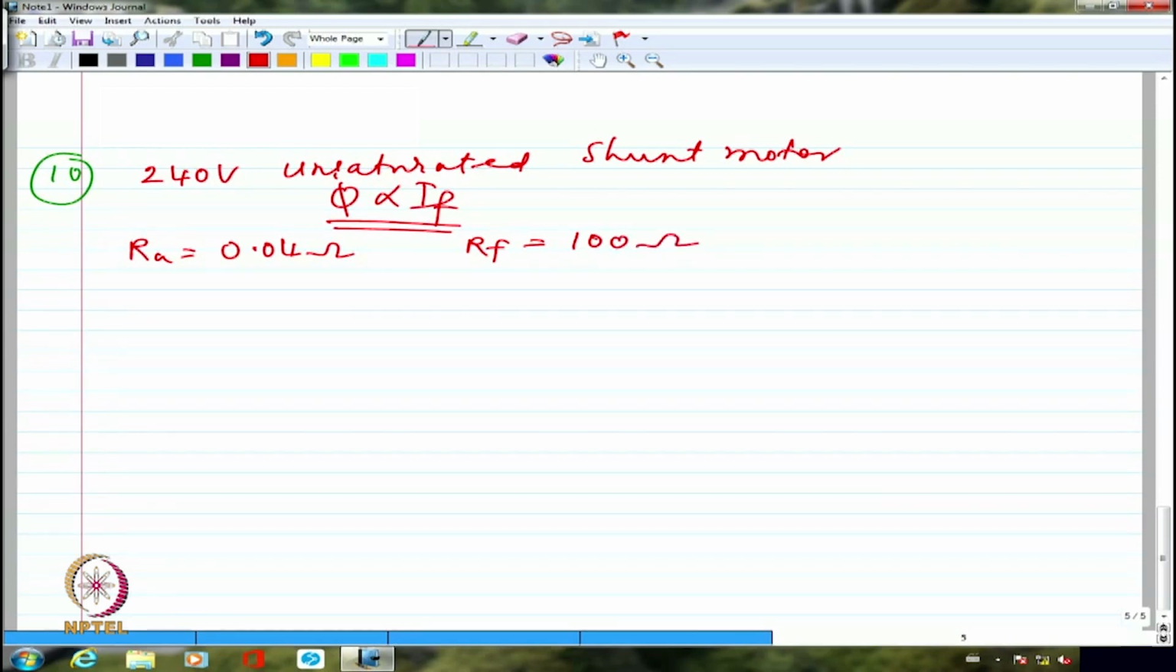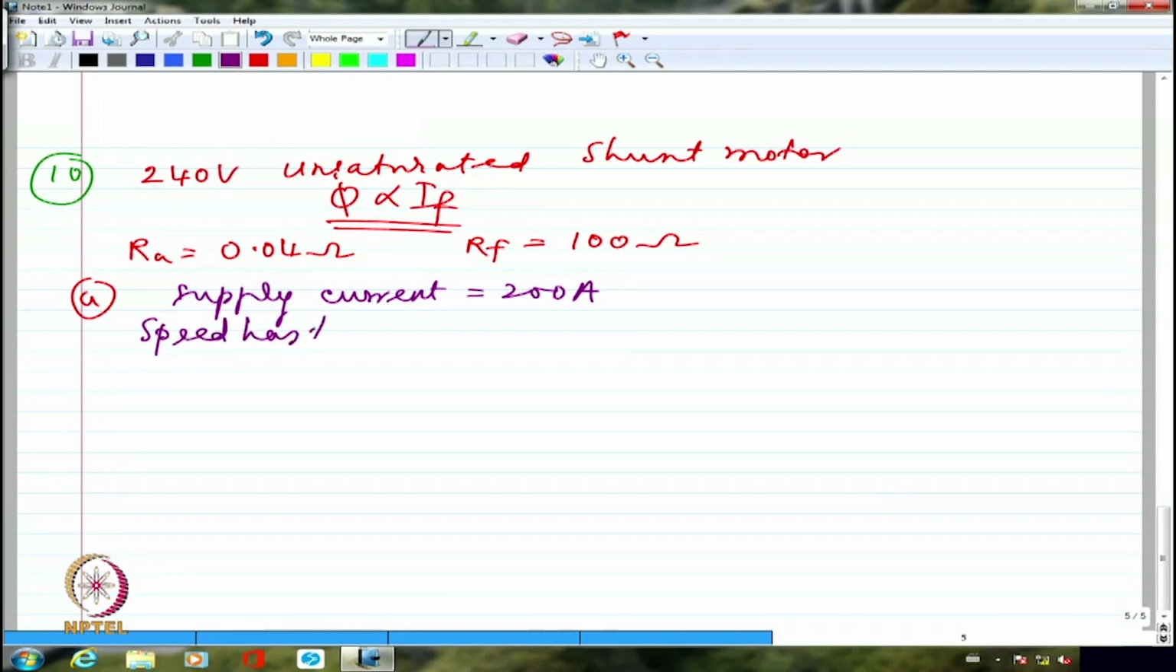Find what resistance must be added to the field circuit to increase the speed from 1200 to 1500 revolutions per minute when the supply current is 200 amperes. So the first subdivision says supply current is 200 amperes. Right? Speed has to be increased from 1200 to 1500 RPM. Okay? So if the supply current is 200 ampere, this consists of both armature current as well as field current.